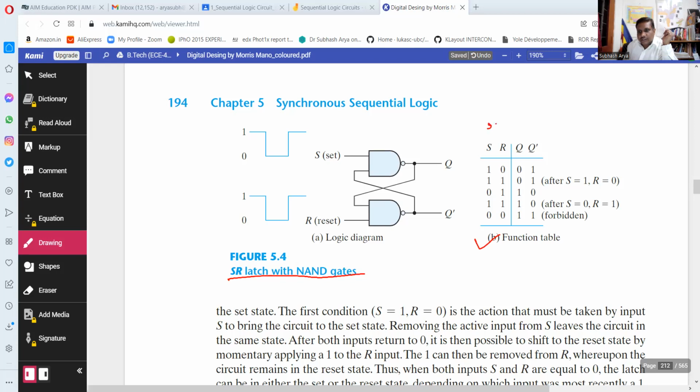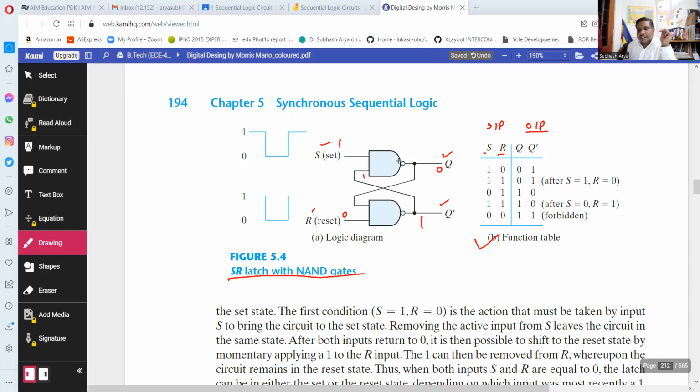So this is the input and this is the output. S and R, these are the inputs. Q and Q bar, these are the two outputs. As we have seen previously, if I write here S is equal to 1 and R is equal to 0, as soon as 0 is available at the input of the NAND gate, you will get the output 1. And this 1 is coming here, the 1 will be 0.